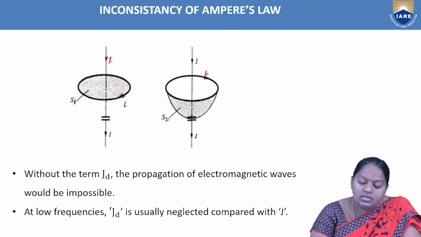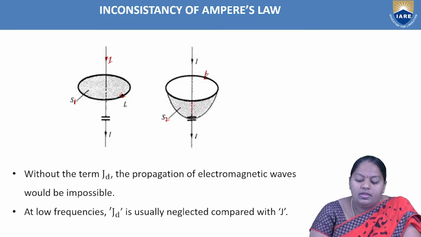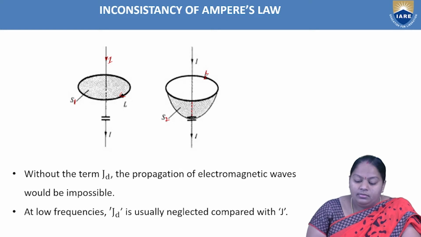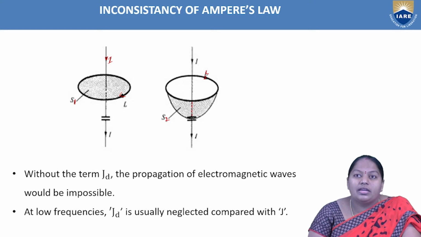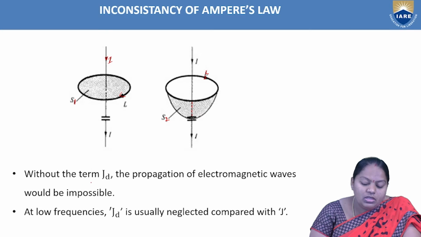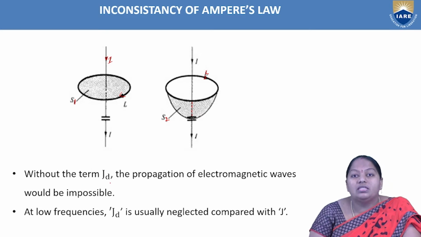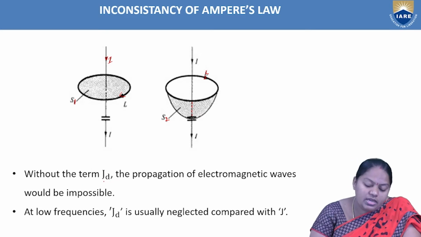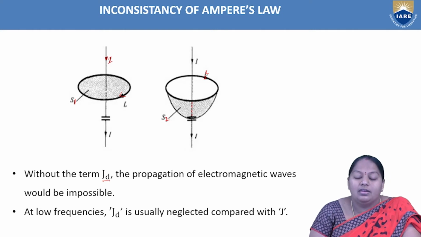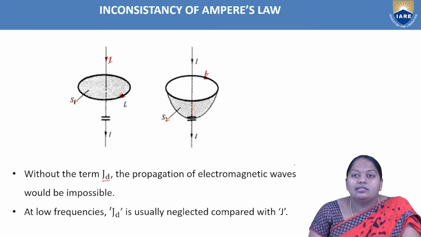When you consider the semicircle case, there exists a conflict, a mismatch: the current does not flow through this S2. Why? What is the drawback which exists in the second region? Firstly, without the term JD, what is this JD here? Displacement current density. So without the term JD, considering the propagation of electromagnetic waves would be impossible.